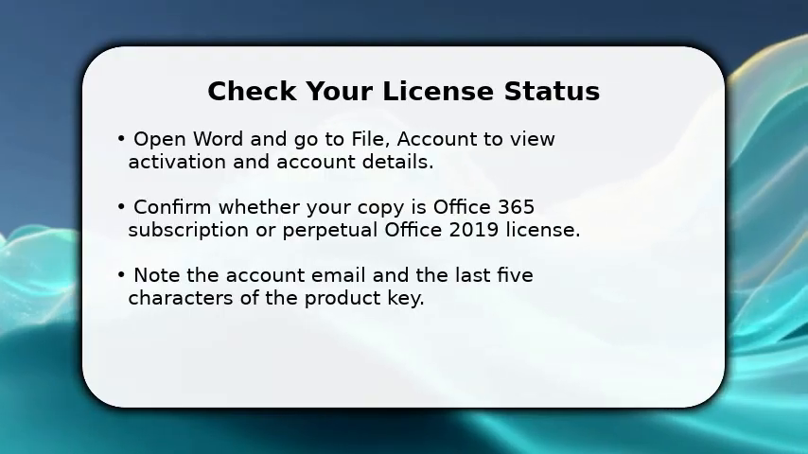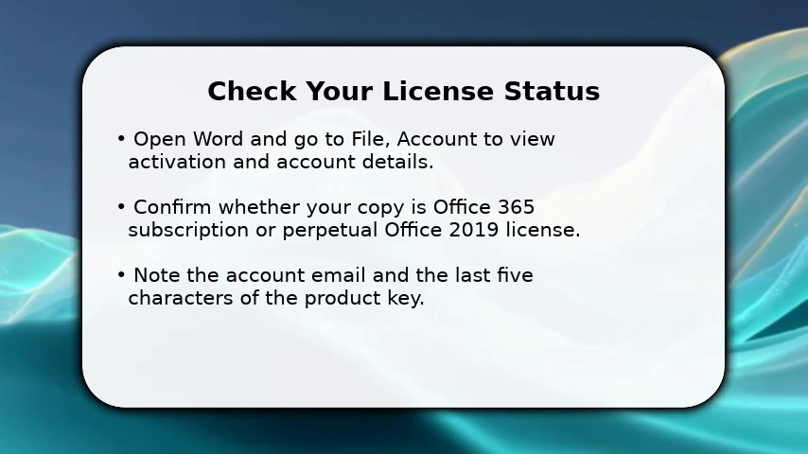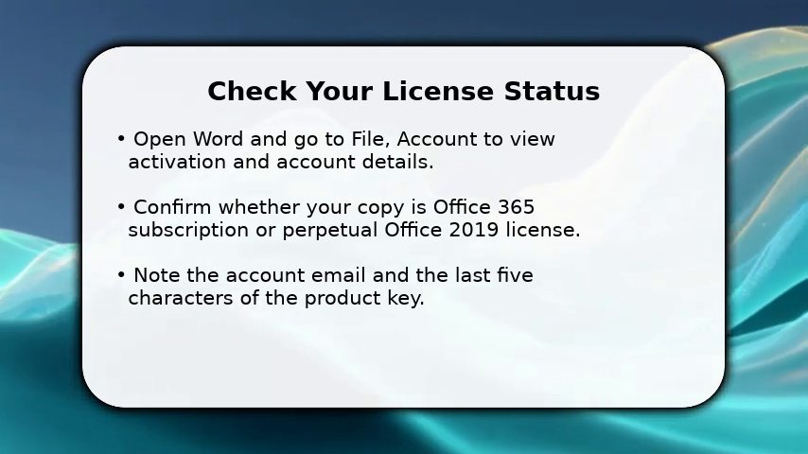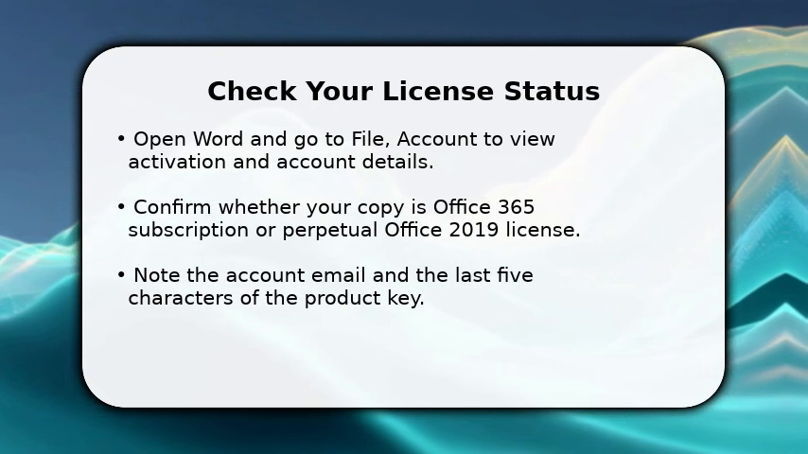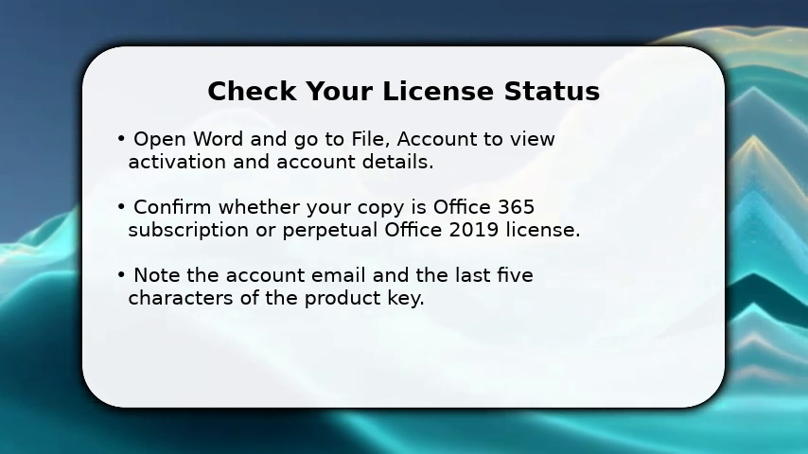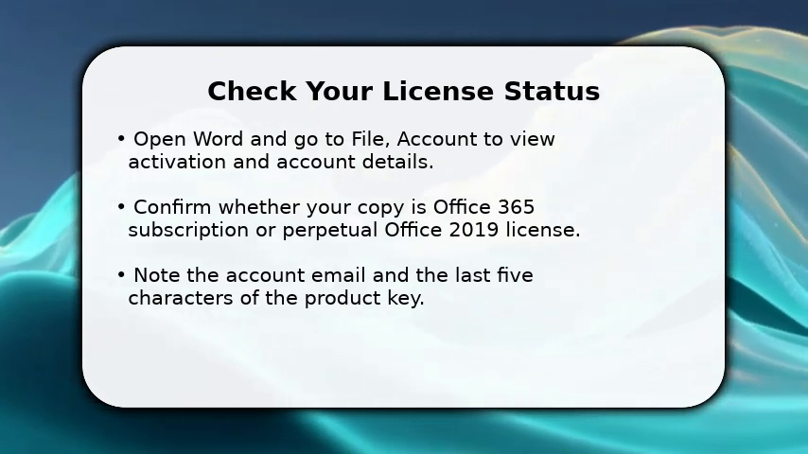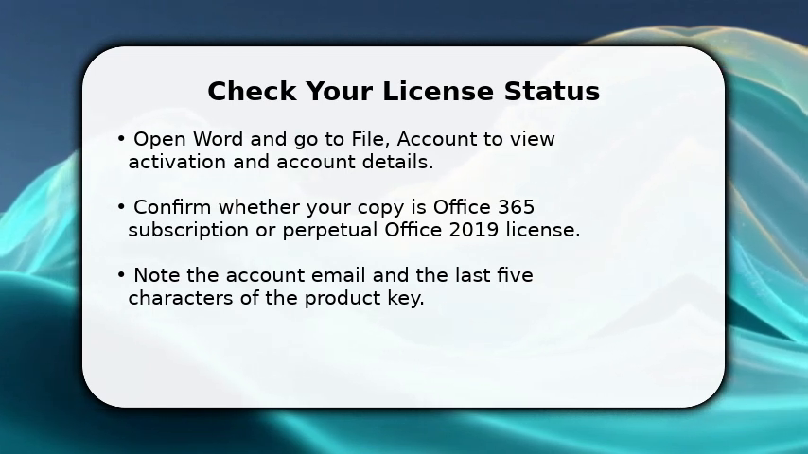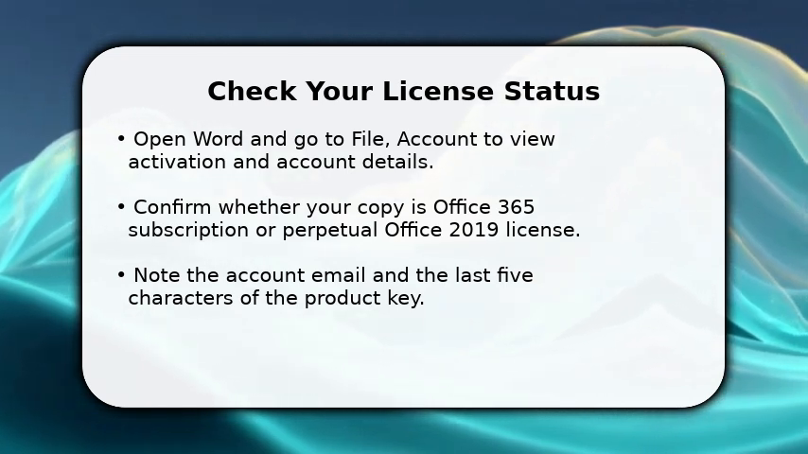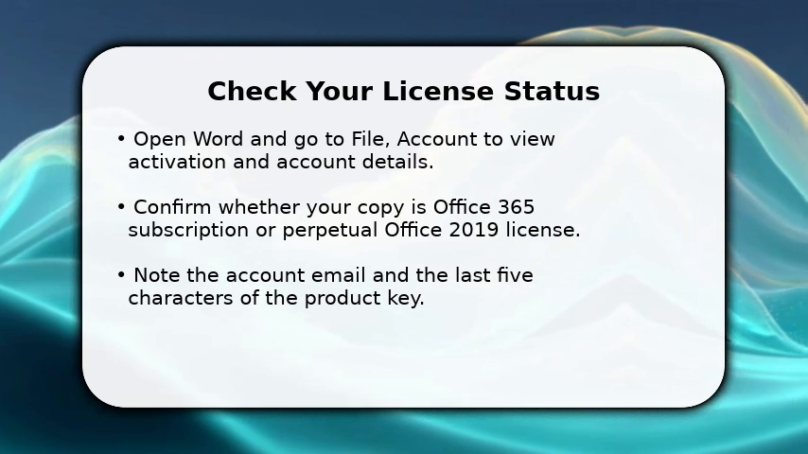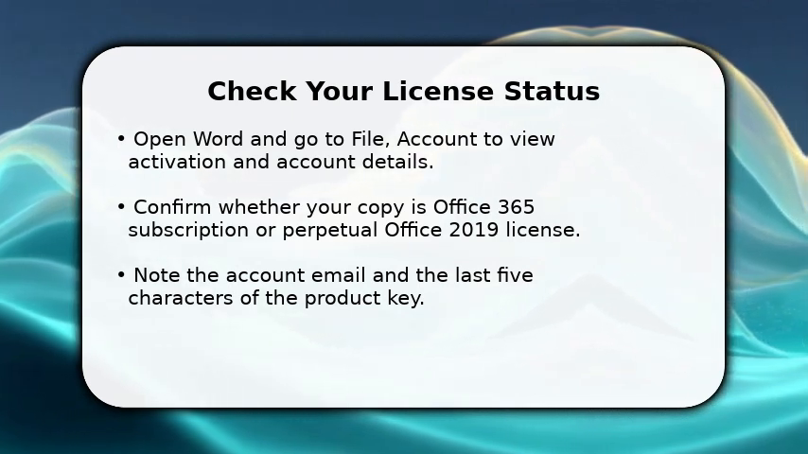Open Word and go to File, Account to view activation and account details. Look for the product name and activation status on that screen. Confirm whether your copy is an Office 365 subscription or a Perpetual Office 2019 license. Note the account email shown for the licensed product and the last 5 characters of the product key.